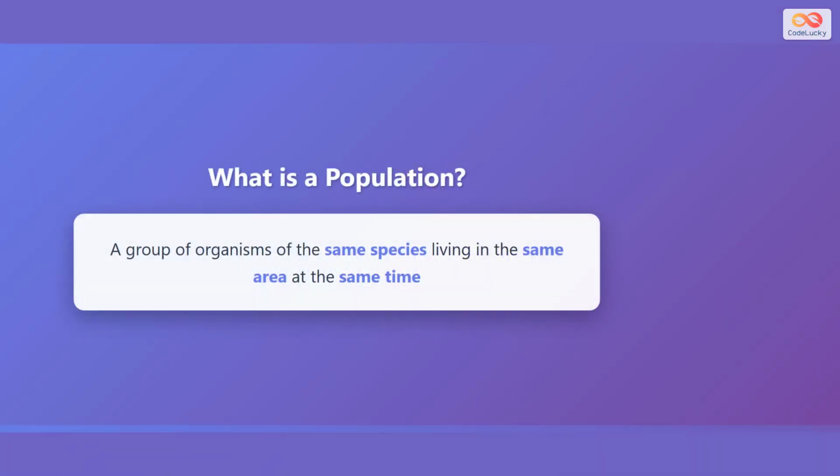Let's define what a population actually is. A population is a group of organisms of the same species living in the same area at the same time. Notice the three key requirements here: same species, same area, and same time. All three conditions must be met for a group of organisms to be considered a population.